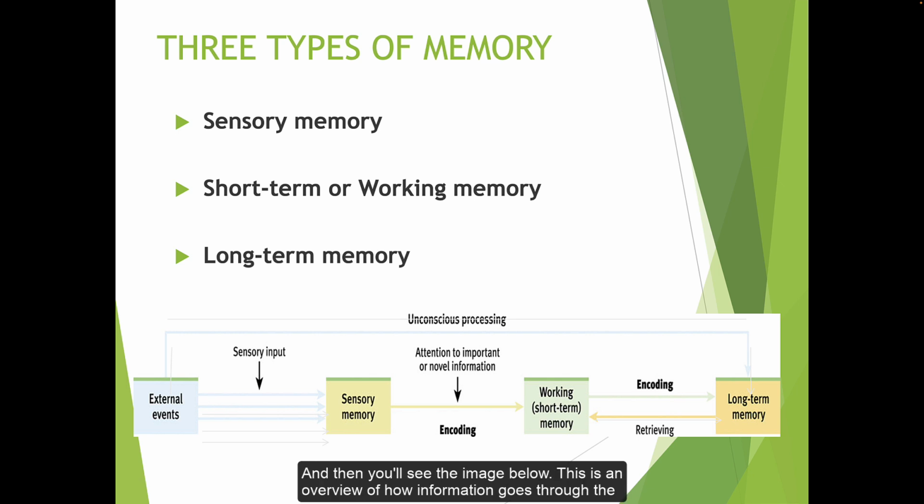And then you'll see the image below. This is an overview of how information goes through the 3 different types of memory. Notice at the very top, from external events, there is an arrow and it points directly to long-term memory. And this is just representing when we unconsciously put things into long-term. And we'll talk a bit more about that on the following slides. In the meantime, keep this process in mind.